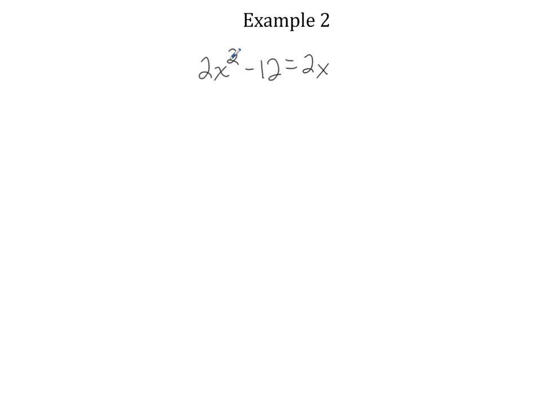We've got 2x squared minus 12 equals 2x. All right, so my first step, I've got to get it equal to 0. So I do that by subtracting 2x from both sides.